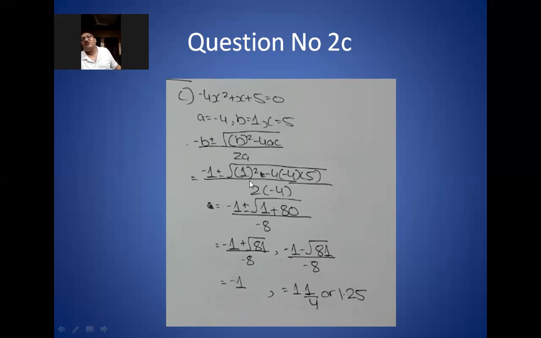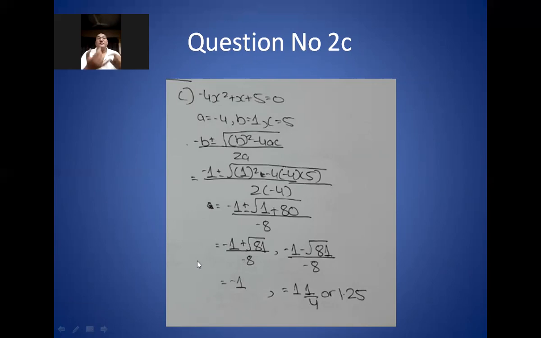So we will have minus 1 plus or minus 1 square is 1, minus and minus it will be plus. 4 4s are 16, 16 5s are 80. So 80 plus 1 will be 81. And downstairs we have minus 8. So you have two options here.